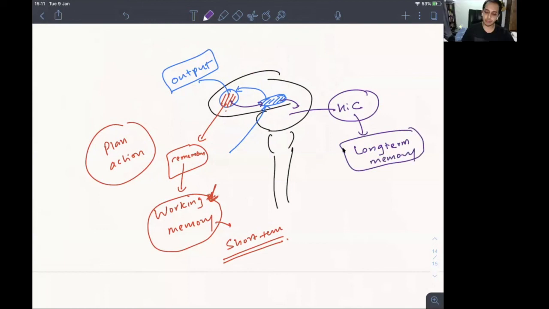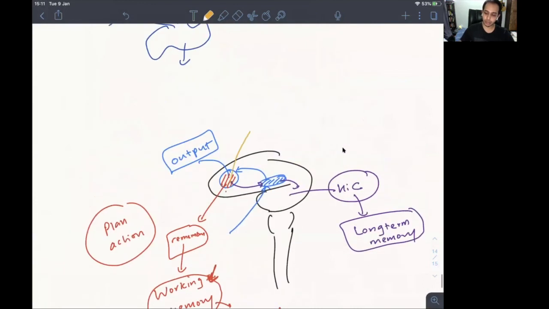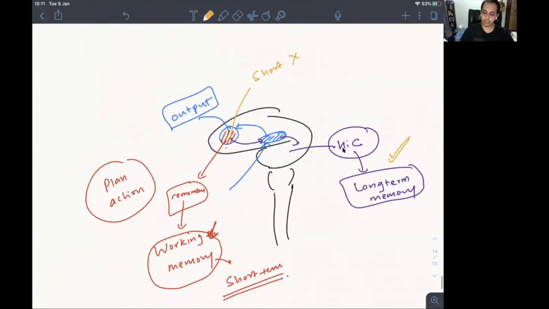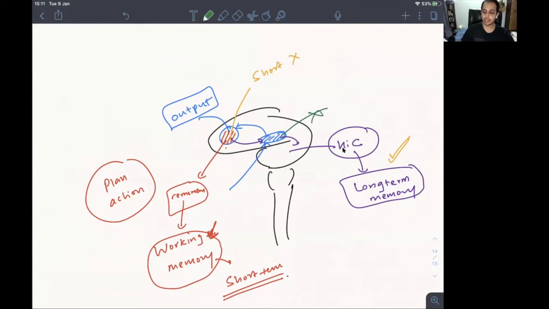So suppose there is a problem in only your frontal lobe, your short-term memory will go and your long-term memory will be okay. Whereas suppose there is a problem with only your hippocampus, then your long-term memory will go and your short-term memory will be okay. All right.